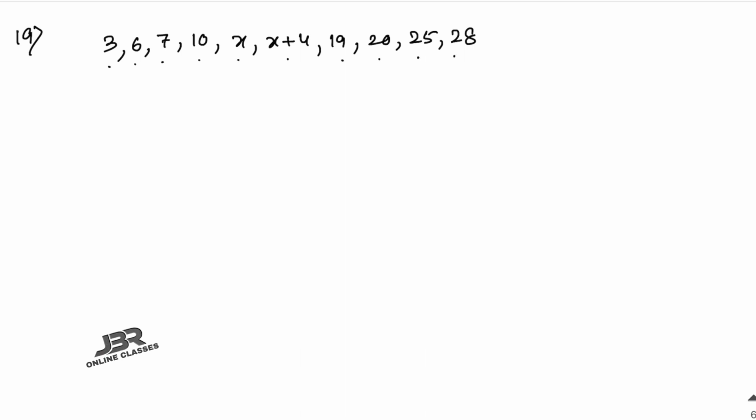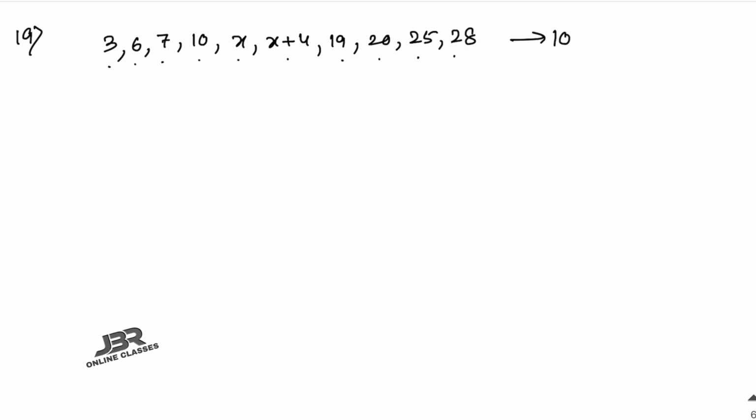So the following observations have been arranged in ascending order. If the median of the data is 13, find the value of x. As in the previous one, it's 10, then x, x plus 4, then 19, 20, 25 and 28. So how many observations? 1, 2, 3, 4, 5, 6, 7, 8, 9, 10. Total 10 observations.